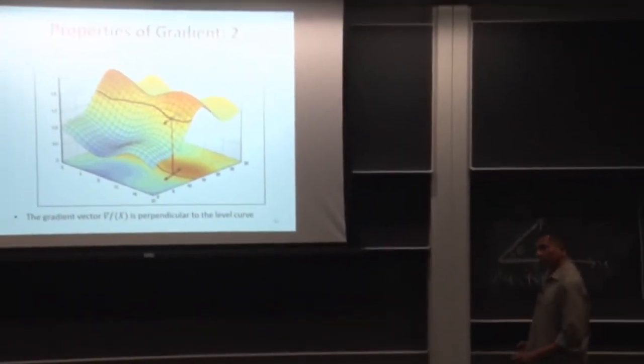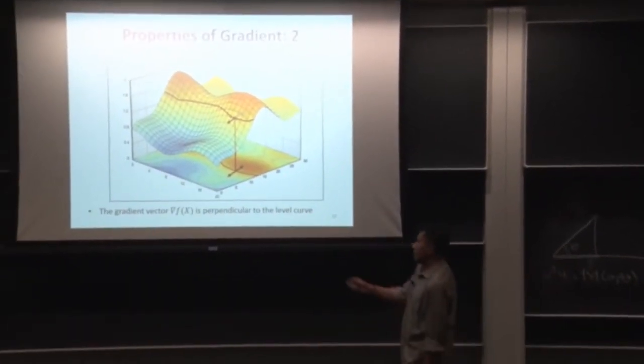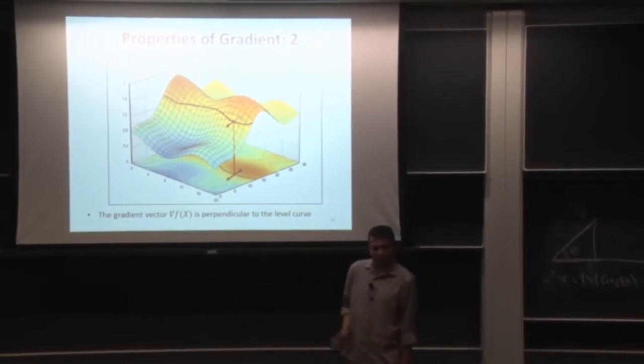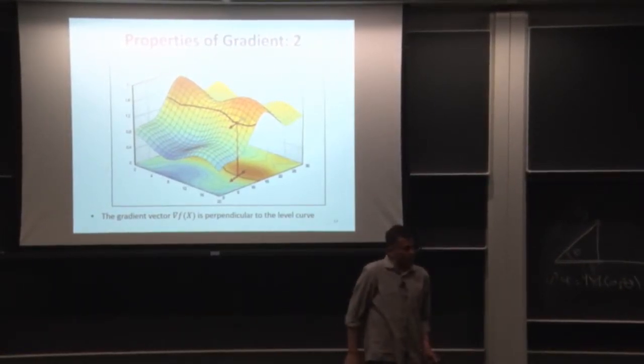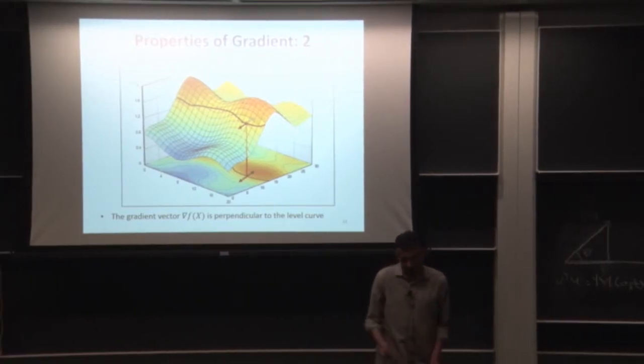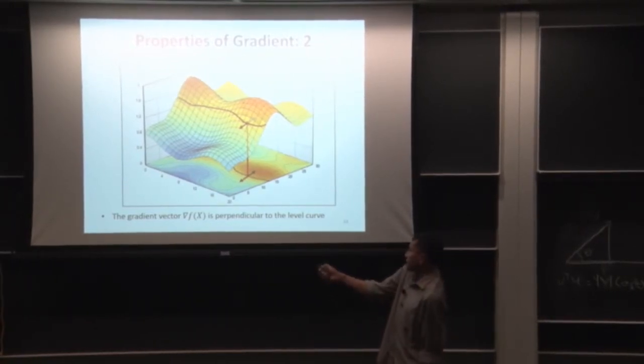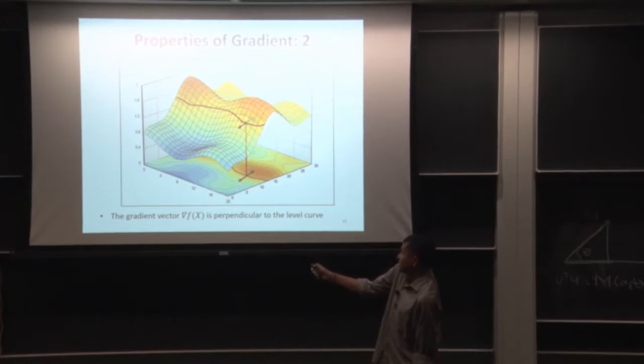Now here's another property of the gradient that we will use. I can always draw a level set for a function, which is to say I have the function, I slice it at some height, and if I slice it, the slice is going to have a shape something like this. Say if I sliced it at this height, then the shape of the slice is going to be something like that.